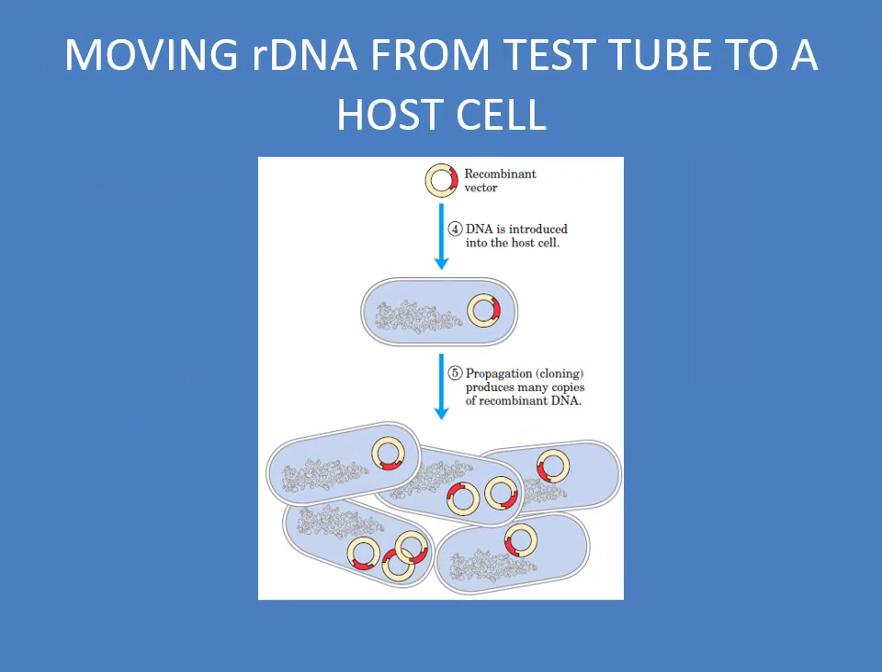This is the picture showing the transfer of recombinant DNA from the test tube to a host cell. So this is the recombinant DNA having the plasmid DNA and the passenger DNA, which we need to clone or amplify. So by the process of either transformation or electroporation or conjugation, the recombinant vector is introduced into the bacterial cell where it replicates, and the bacterial cell along with the genetic material, they replicate.